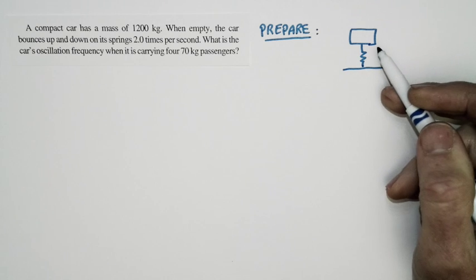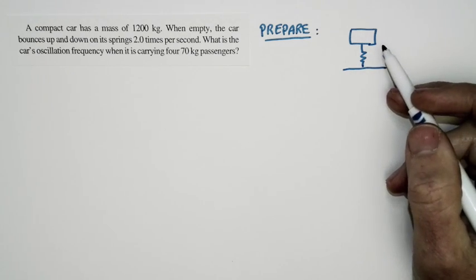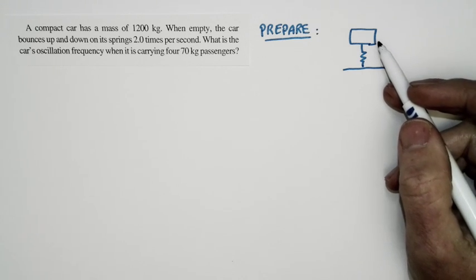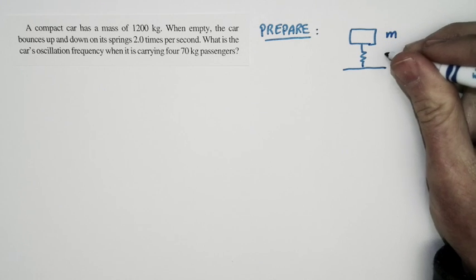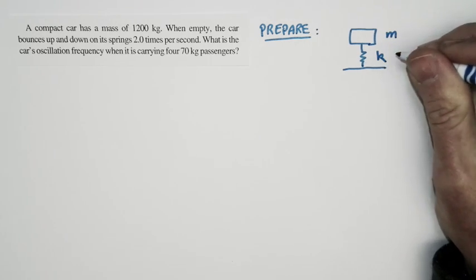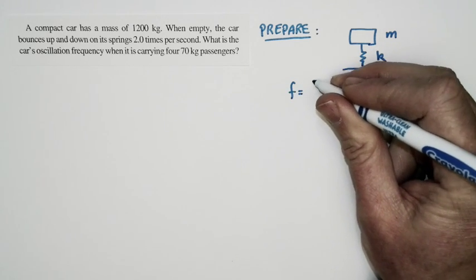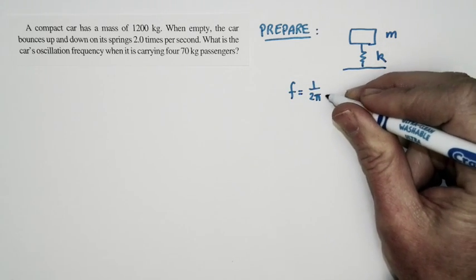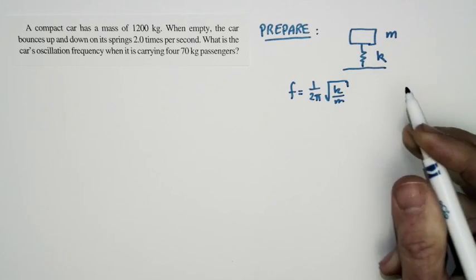Okay, and in fact, we know that the car has 4 springs, 1 on each wheel, but we can treat it this way. This is a model, and it's going to work just fine. So I have the mass of the car, and I have it on a single spring. So I have a mass m on a spring constant, k, and we know this. The frequency for a mass on a spring is just 1 over 2 pi times the square root of k over m.